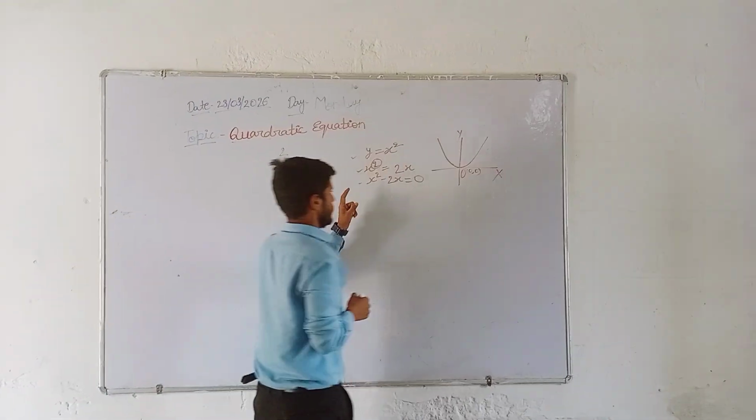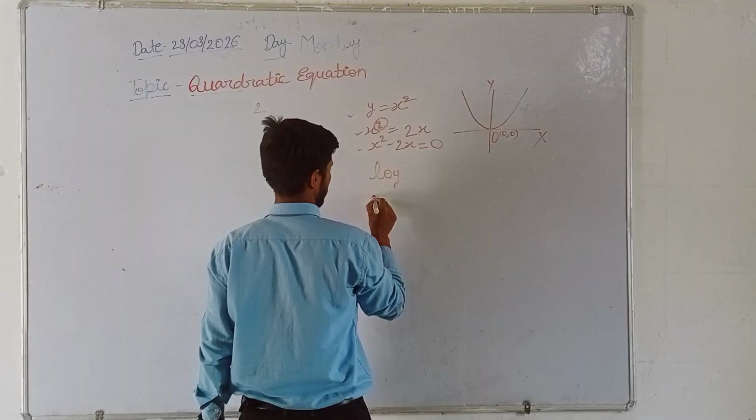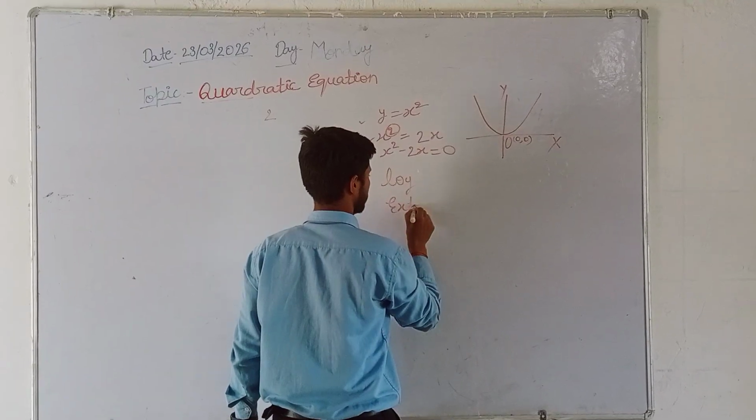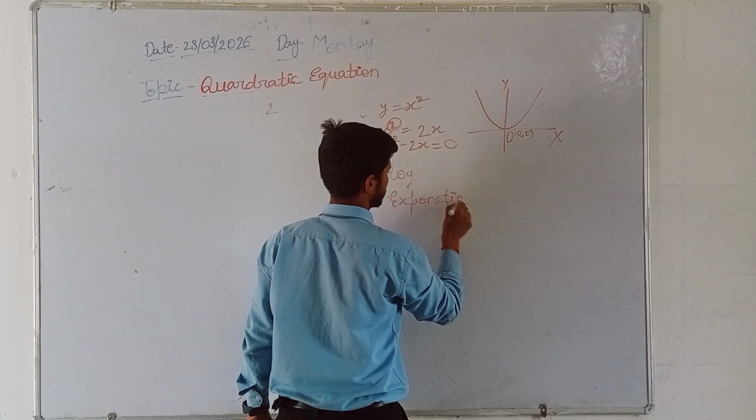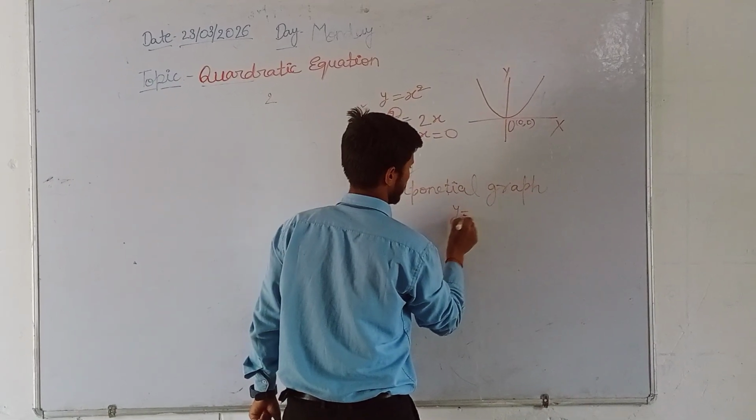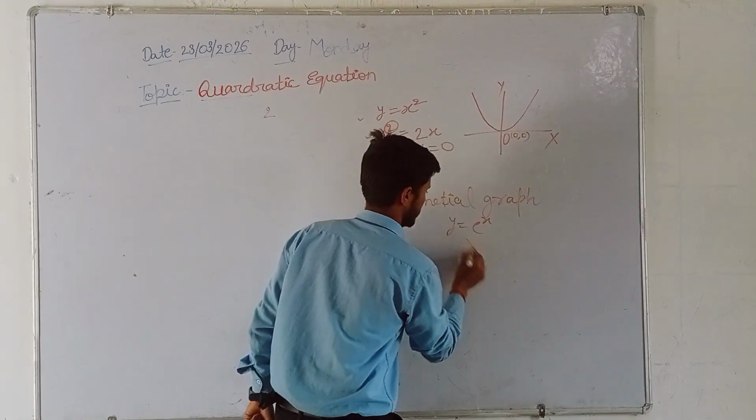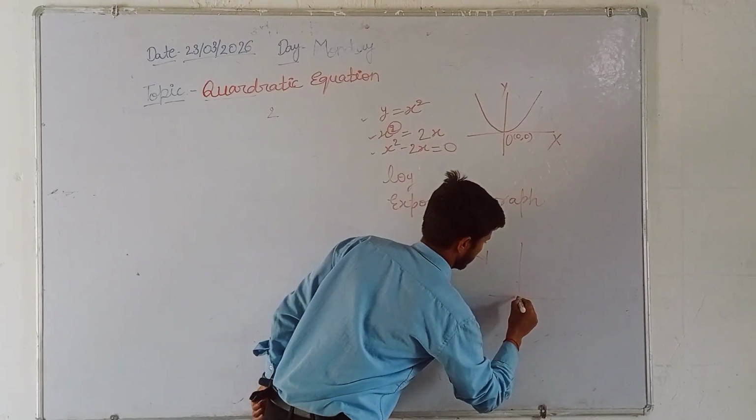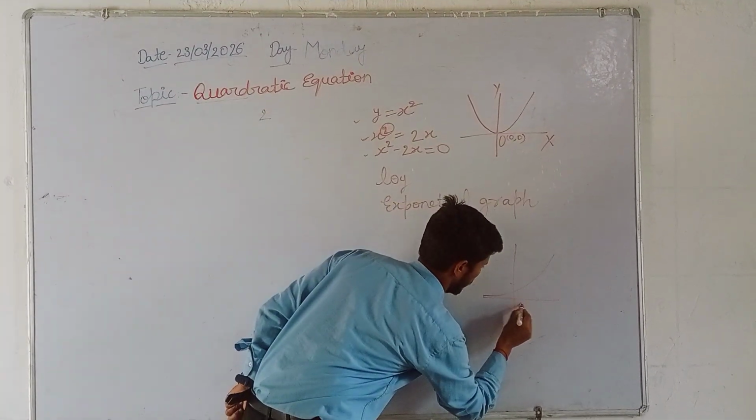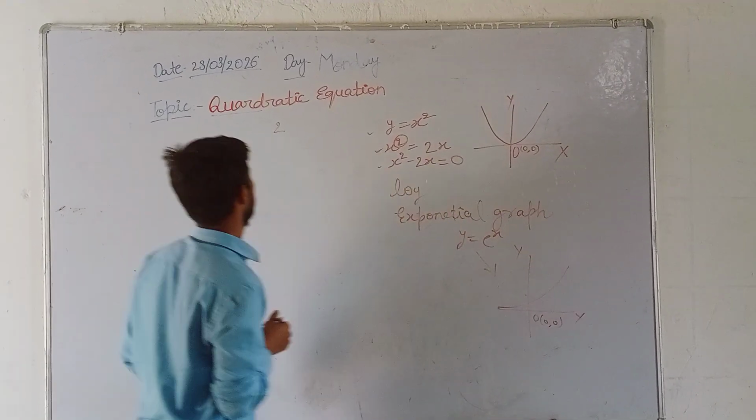On the other hand, such as log graph, exponential graph, such as y is equal to e power x, can be represented like this. This is our origin O 0, 0. This is our x-axis and this is our y-axis.